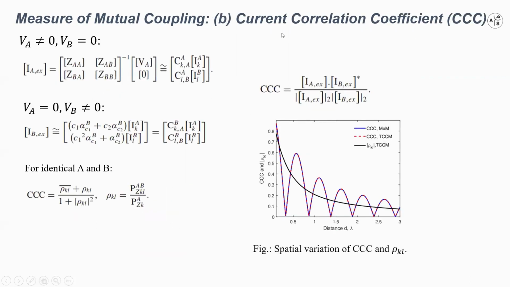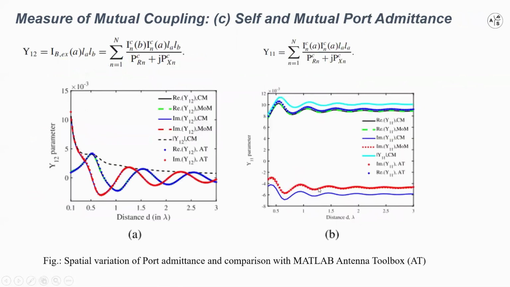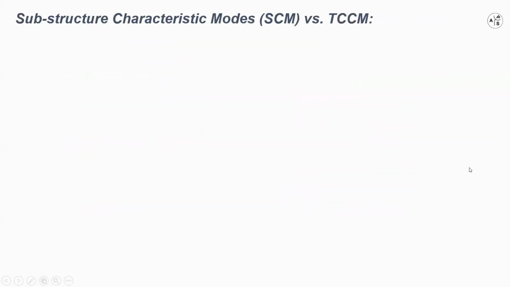Next topic is the current correlation coefficient. Unlike the field dependent ECC, we are providing a current based correlation coefficient like this, which matches quite well with the measurement here. And in the comparison with the full wave solver Antenna Toolbox, we have shown the port parameter variation here, which is also well matched with the solvers.